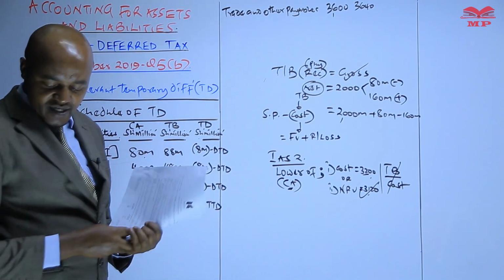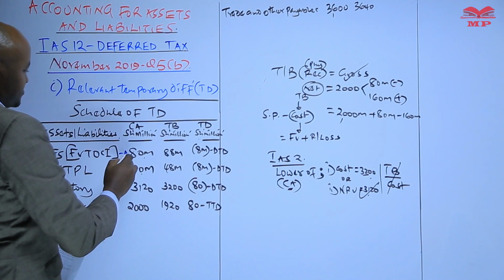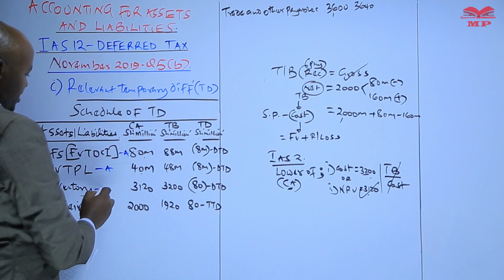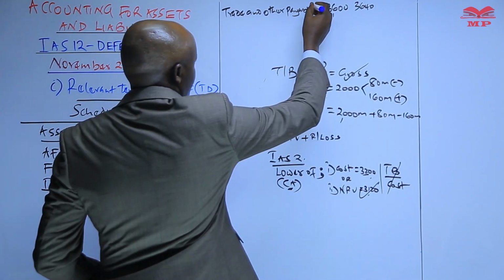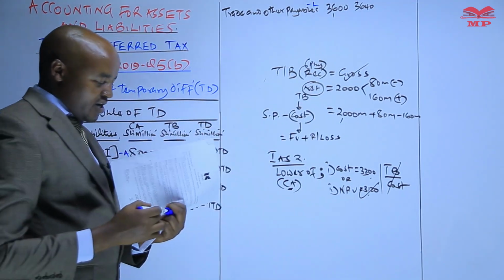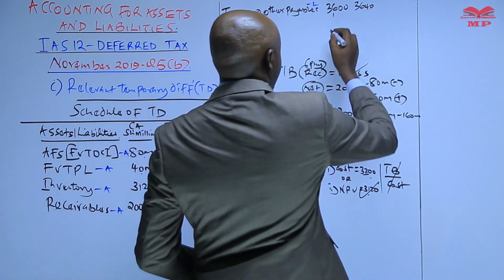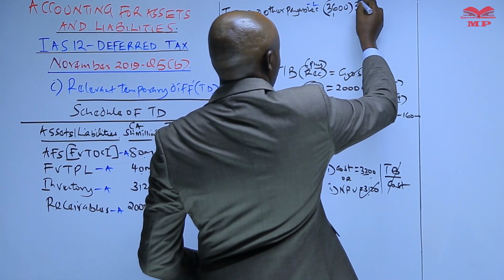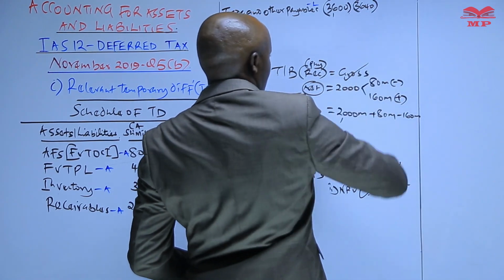But this is an item of liability, because all what we have here, all these are items of assets. This is an asset, this is an asset, this is an asset. But what we have here is a liability. So when recording an item of liability here, we record both figures as negatives, because this is a liability.